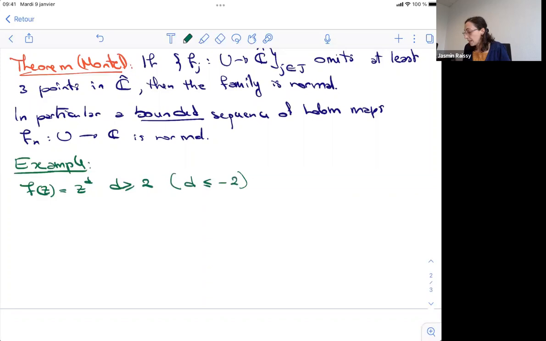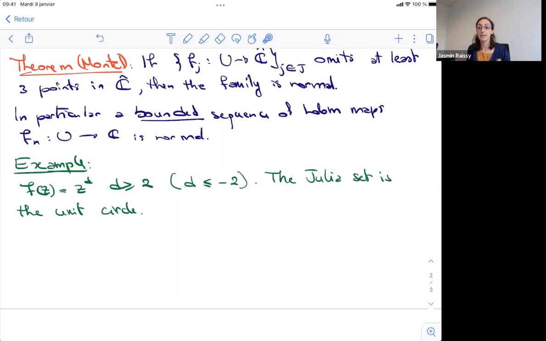So in here, the Julia set is the unit circle. And how do I get it? Well, this is easy. Usually if you ever listen to one of my talks on this topic, I just take d equal 2, and I say, you consider the iterates, that's easy.